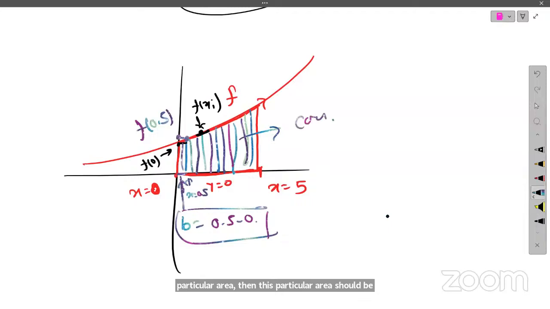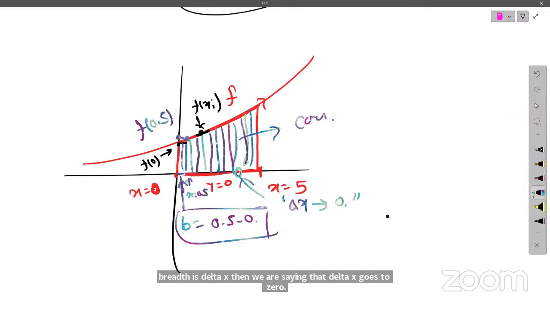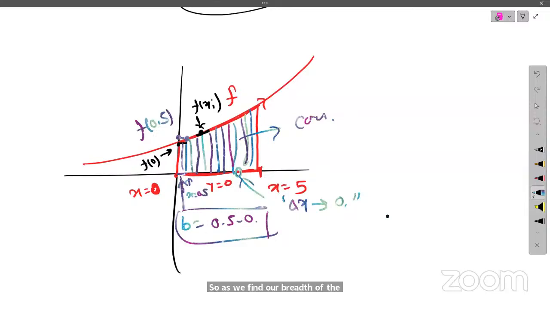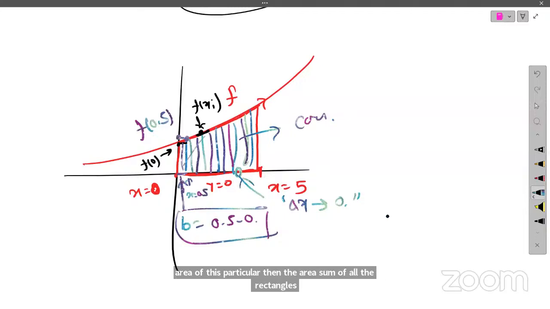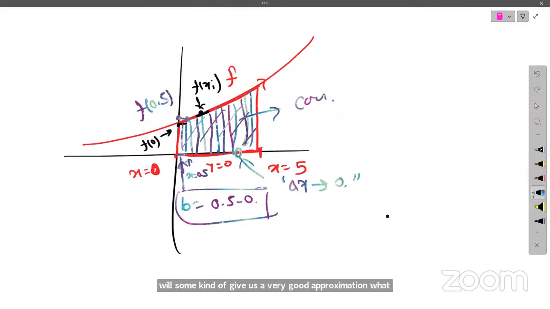Converge means, again, we are using limiting behavior here. What we are doing is finding the breadth of the rectangle. Suppose this breadth is delta x, then we say that delta x goes to 0. As we shrink the breadth of the rectangles, the sum of the areas of all the rectangles will give us a very good approximation of what the whole area is. So that's the main idea behind the Riemann sum.